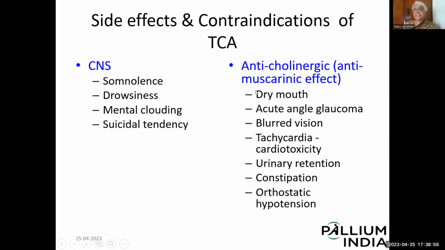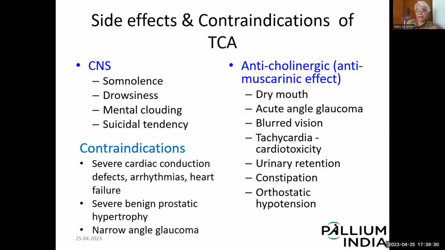Now, you should also remember the side effects when you're prescribing these. The CNS side effects: somnolence, drowsiness, mental clouding, and suicidal tendency. The anticholinergic effect also is very important, the antimuscarinic effects. Very often they complain of dry mouth. It can precipitate glaucoma, blurred vision, tachycardia, urinary retention, constipation, orthostatic hypotension. All these are important. So contraindications for TCA are those with heart disease, or those with prostatic hypertrophy, or those with narrow angle glaucoma. Avoid this.